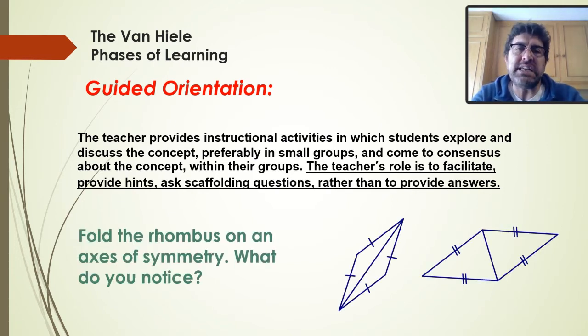So an activity here again at guided orientation. Fold the rhombus on the axis of symmetry. What do you notice? Now you as a teacher know the axis of symmetry of a rhombus is its diagonal. You're not going to tell the kids to fold it on its diagonal. You want them to discover that big idea in mathematics, that the diagonal in a rhombus is indeed a line of symmetry.